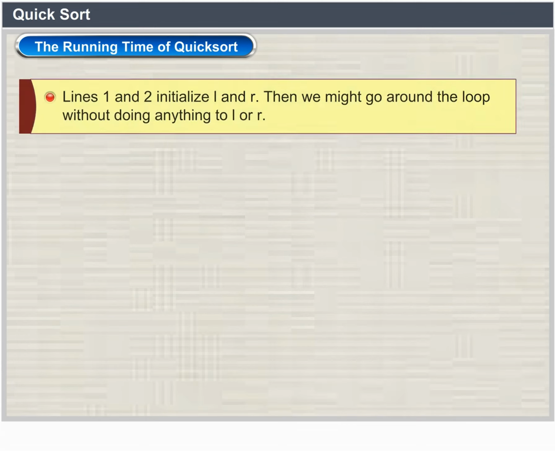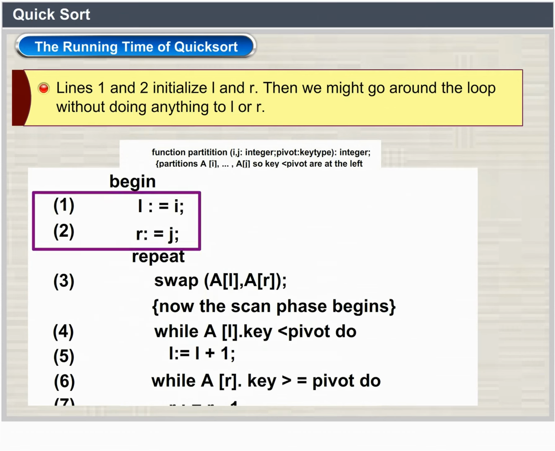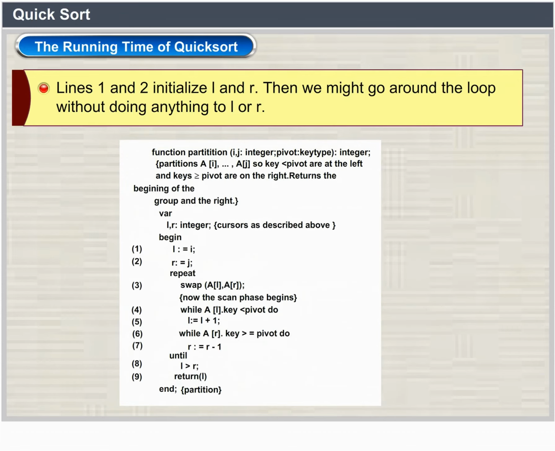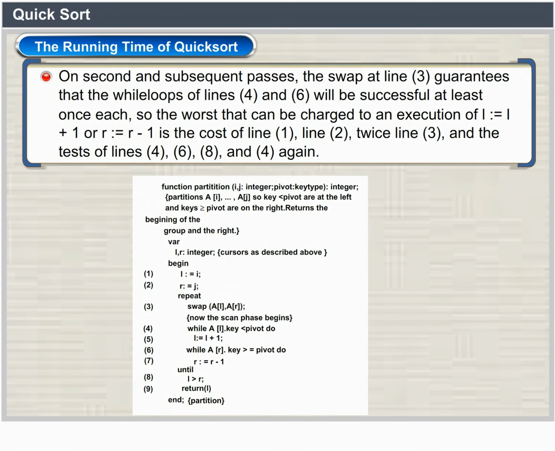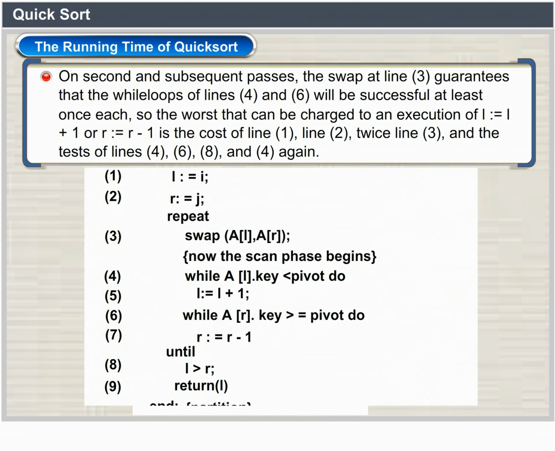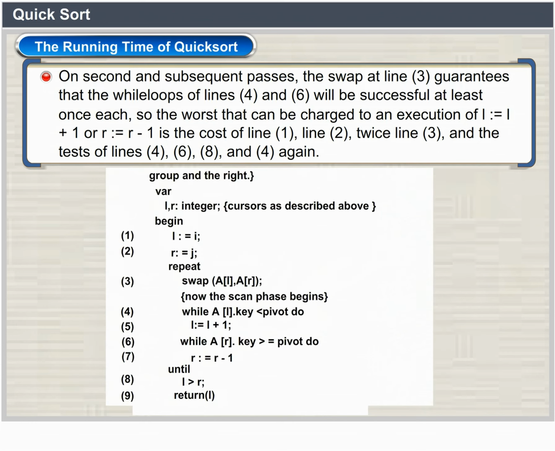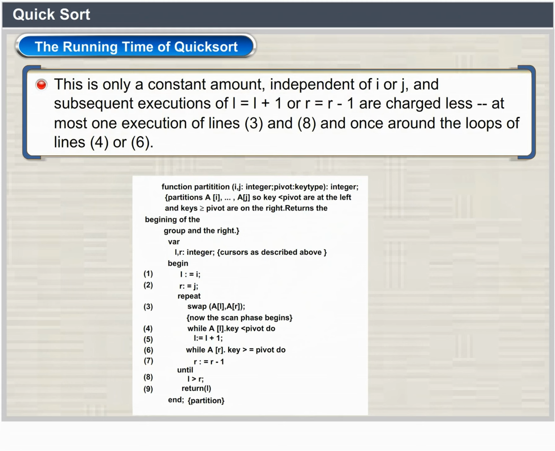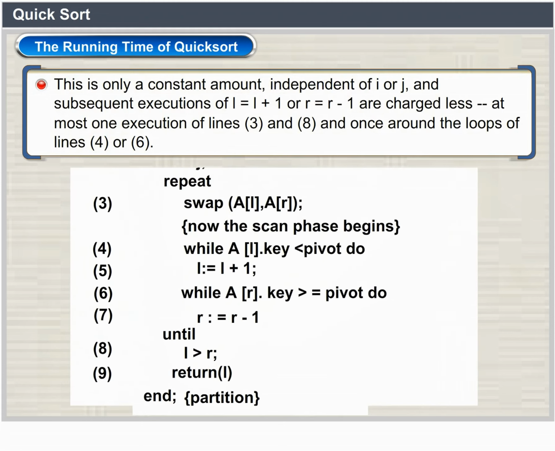Lines 1 and 2 initialize L and R. Then we might go around the loop without doing anything to L or R. On the second and subsequent passes, the swap at line 3 guarantees that the while loops of lines 4 and 6 will be successful at least once each. So the worst that can be charged to an execution of L equals L plus 1 or R equals R minus 1 is the cost of line 1, line 2, twice line 3, and the tests of lines 4, 6, 8 and 4 again. This is only a constant amount independent of i or j.